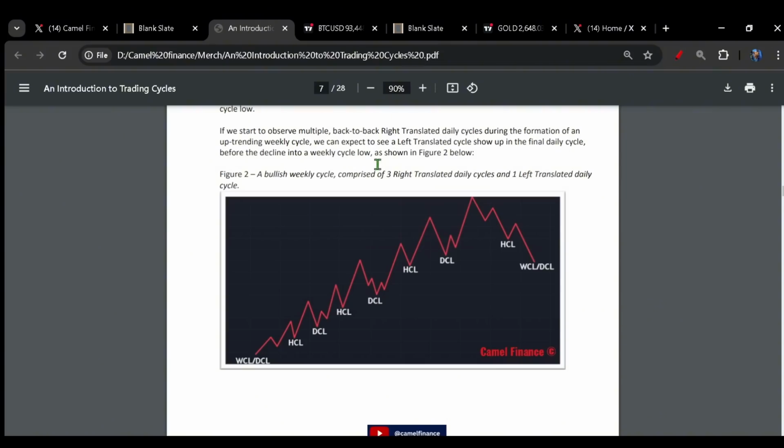So here is an example of a bullish larger order degree cycle. This is a weekly bullish cycle. And what you will notice is we go 1 right translated, 2 right translated, 3 right translated, and then the 4th one is expected more often than not to left translate. This would be the textbook example of a larger order degree cycle comprised of 4 smaller degree cycles. And again, notice that when we are in a bullish structure and an uptrend, we go right translated, right translated, right translated, left translated on the 4th one.